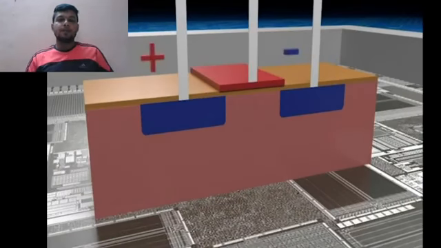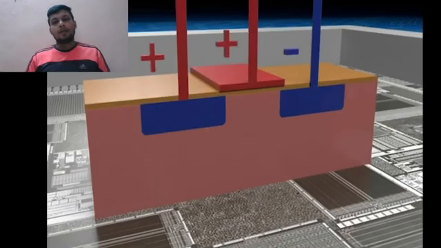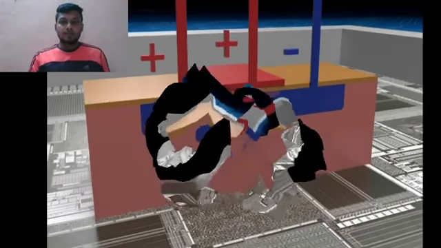When we apply the voltage to the other two terminals, the current won't flow because there is no channel to flow. So let's apply the charge to the middle terminal. This middle terminal is positive, so it will attract the negatively charged particles towards it. These electrons are moving towards the gate. This will form a channel underneath the gate.